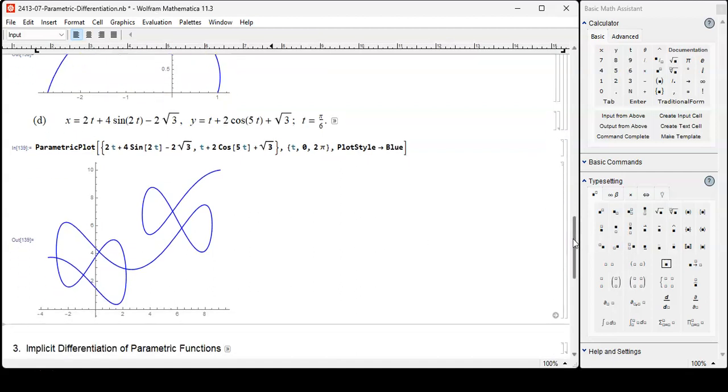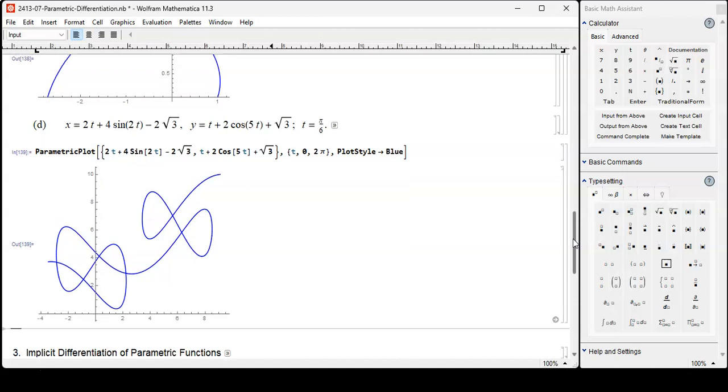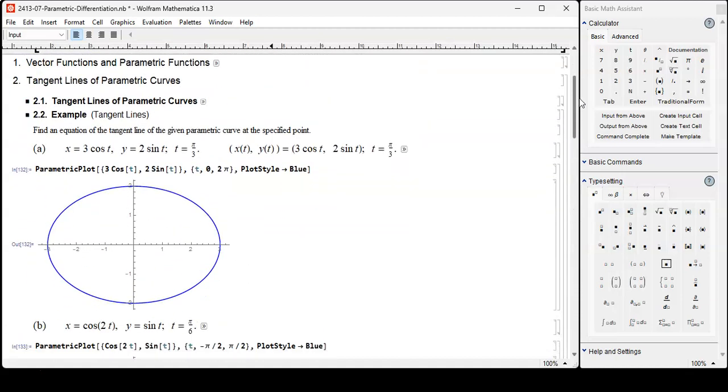And then we want to do some tangency problem. We want to find out equations of tangent lines. We have done those for graphs. We have done those for implicit curves. Let's do that for parametric curves. That's the idea. Let's go back.